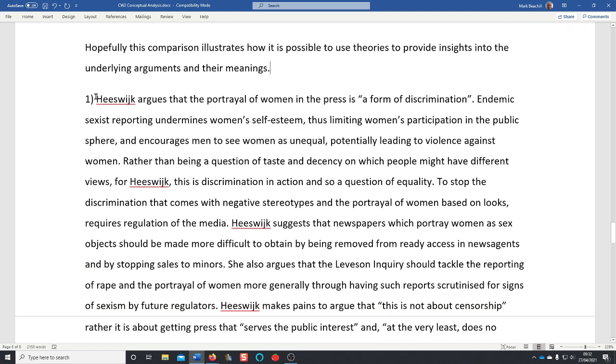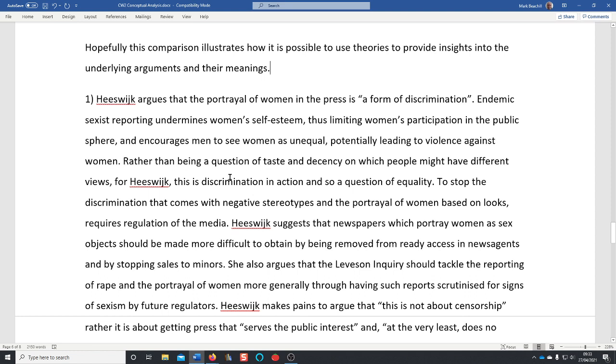So here we go. This is the actual write-up. Eswick argues that the portrayal of women in the press is, quote, a form of discrimination. Endemic sexist reporting undermines women's self-esteem, thus limiting women's participation in the public sphere, and encourages men to see women as unequal, potentially leading to violence against women. So we have from endemic sexist reporting to the violence against women.